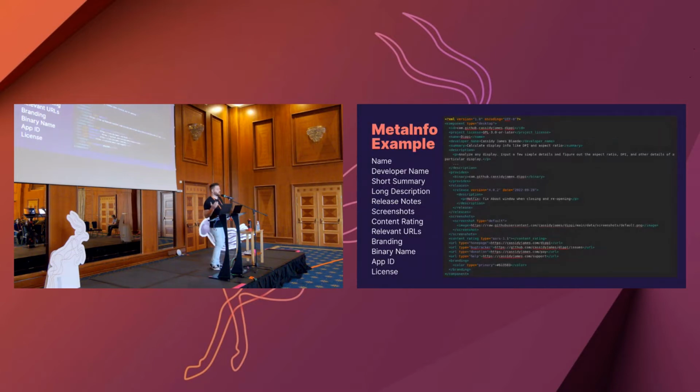So here's an example. Here's what actual metainfo looks like. Also tiny text. Don't actually read it. It's just XML. But if you look on the left there, this is the type of information that metainfo can provide. So there's the name, developer name, a short summary, a long description, release notes, screenshots, content rating, relevant URLs, branding, binary name, app ID, license. There's a lot. Everything you need as an app store to show an app and show it off in a really cool way is provided by the metainfo.